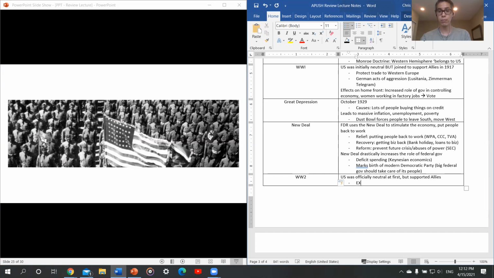You might remember the Cash and Carry Act or the Lend-Lease Act, which essentially said that we would provide weapons and supplies and things like that to the Allies as long as they carried it on their own ships or something like that. So even before the U.S. officially joined the Allies, which we will after Pearl Harbor, December 8th, 1941 is when we declare war, we were clearly on the side of the Allies.